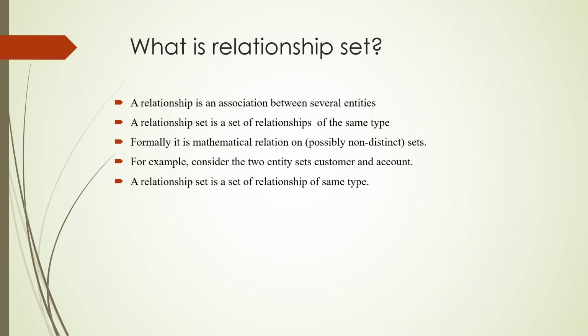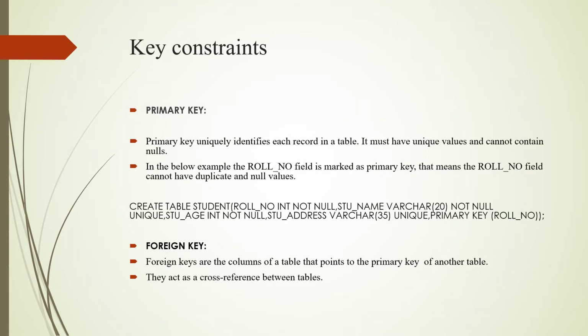Let's see what a relationship set is. It is the association between several entities. Several entities can have some common relationship or connection between them. Such connections are called relationships. A set of relationships is called a relationship set. A relationship set always has relationships of the same type. It can be a mathematical relation.